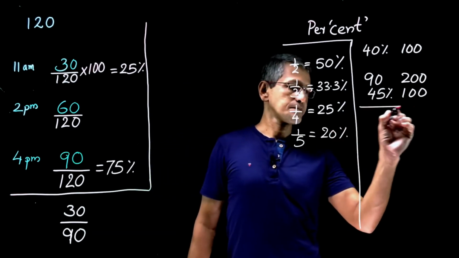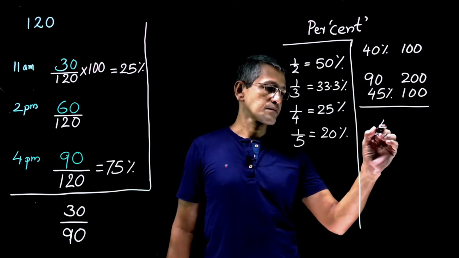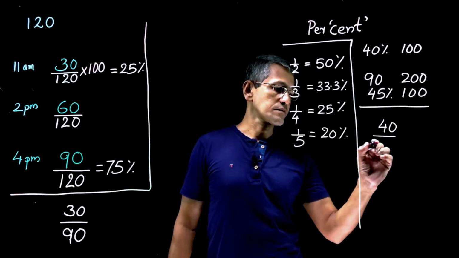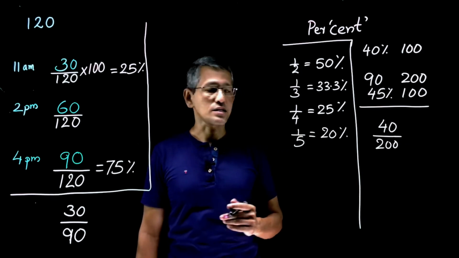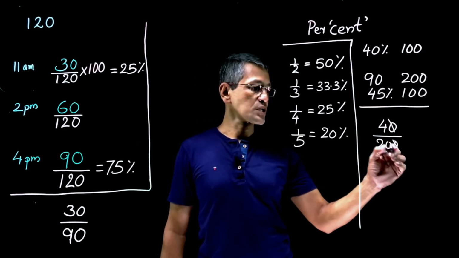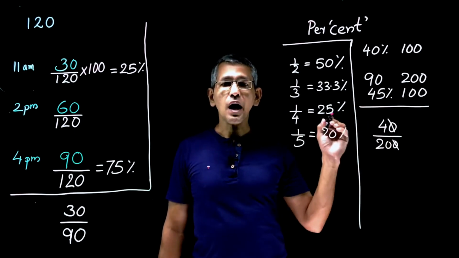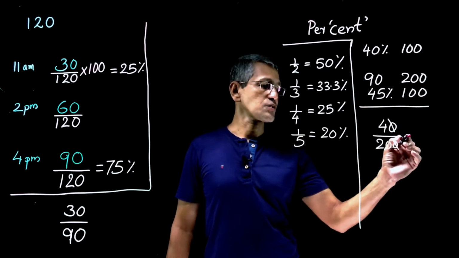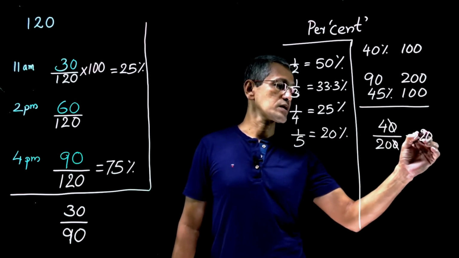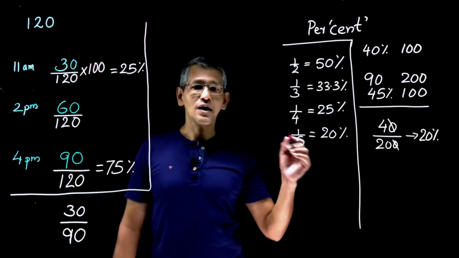A student got 40 marks out of 200 in an exam. So what percentage does he have? 40 out of 200, so that is 4 by 20. 4 by 20 is what? 1 by 5. 1 by 5 is what percentage? 1 by 5 is 20%. So the student got 20% in the exam. See? 1 by 5 is 20%.